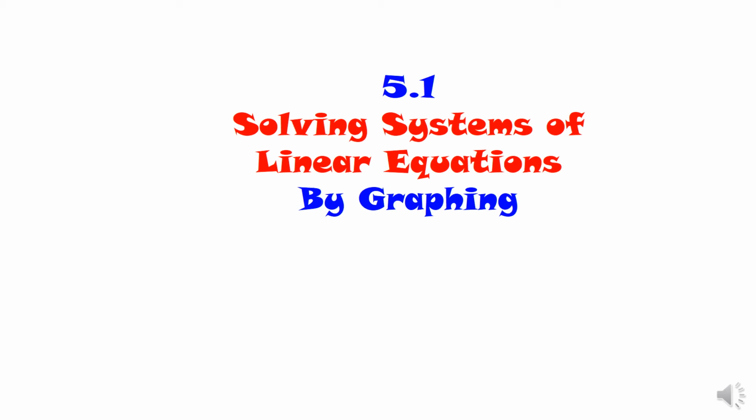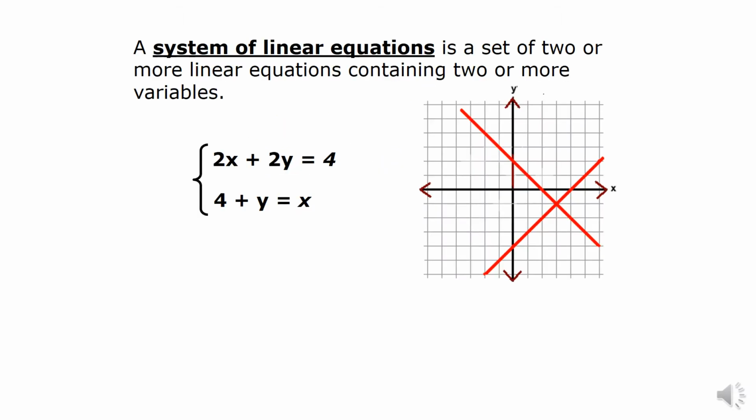Okay, today in IM 1 we're going to be talking about Unit 5.1, which is solving systems of linear equations by graphing. Your first question might be, what is a system? So let's find out. A system of linear equations is a set of two or more linear equations containing two or more variables. So if we graphed both of these, they would look like this.